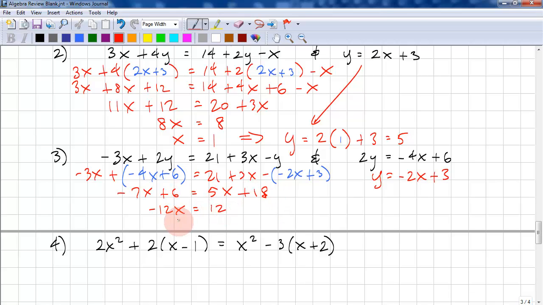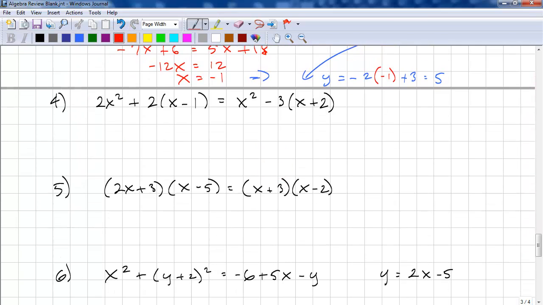Divide both sides by negative 12. We have x equals negative 1. Let's take this, substitute into here. So y equals minus 2 times negative 1 plus 3. So negative 2 times negative 1 is positive 2, plus 3 is 5. So our answer is x is equal to negative 1 and y is equal to 5.